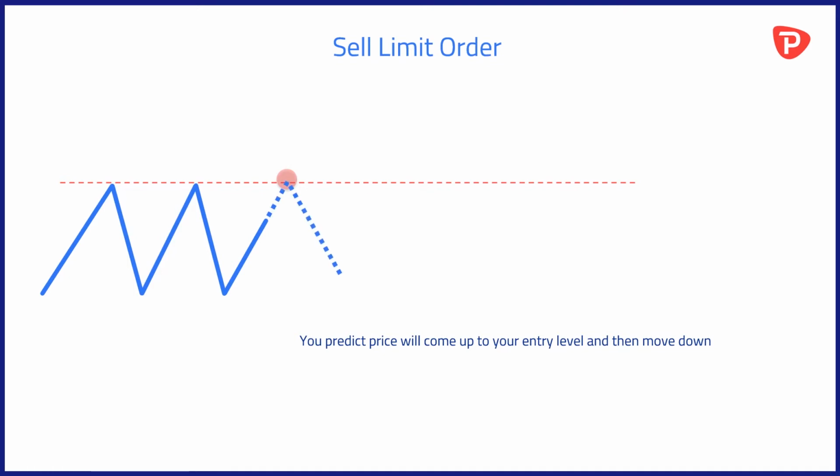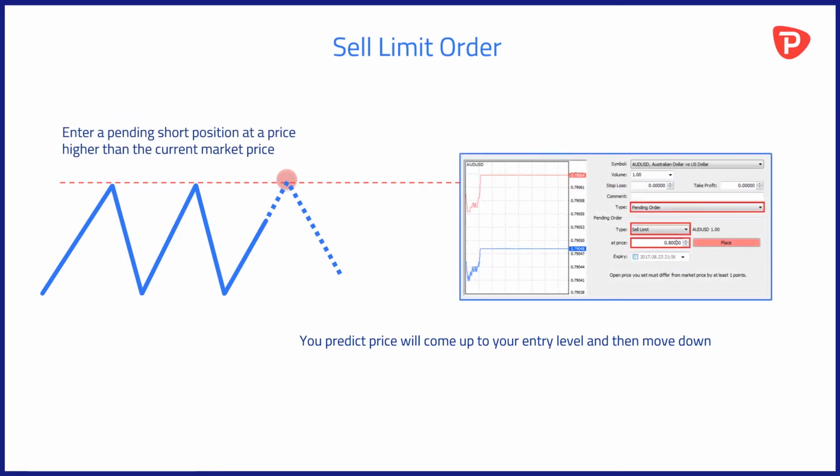You can see in the example on the screen that the order window looks similar to the market order window. The first red box contains the order type, where pending order is selected. The second red box has a sell limit selected from the drop-down menu, and the third box has the price you would like to sell at.